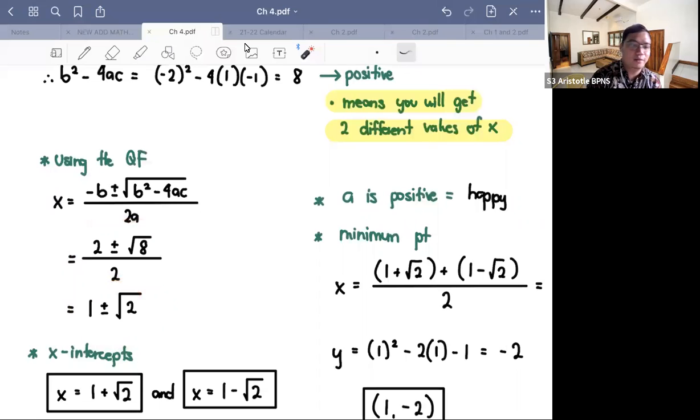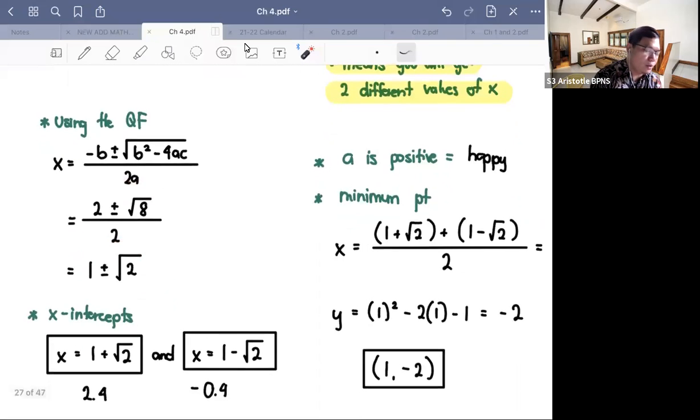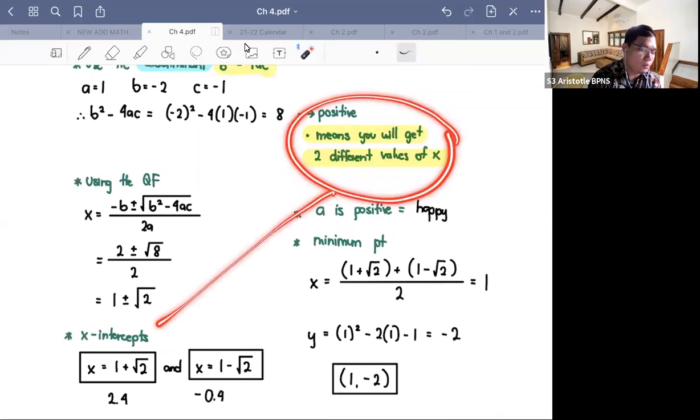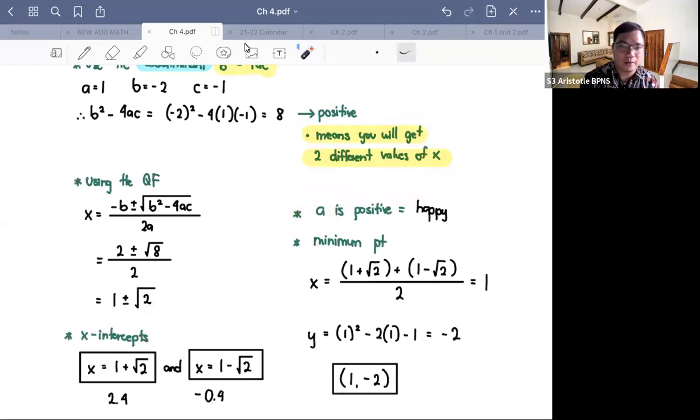So that means that these are your two answers: 1 plus square root of 2, and the other one is 1 minus square root of 2. So those are your roots. Now, if you want it in decimal, it's 2.4 and negative 0.4. From here, I told you a while ago that you will get two different values of x, which we did, right? We have two different values of x. So that's the use of the discriminant.